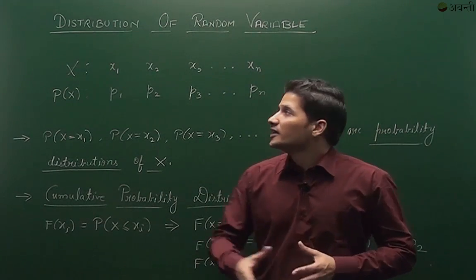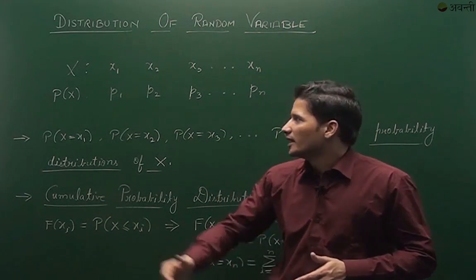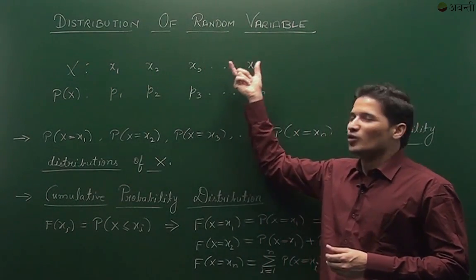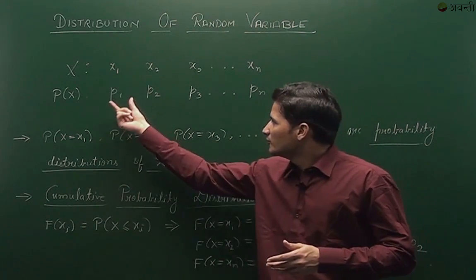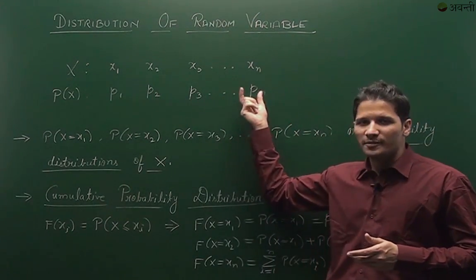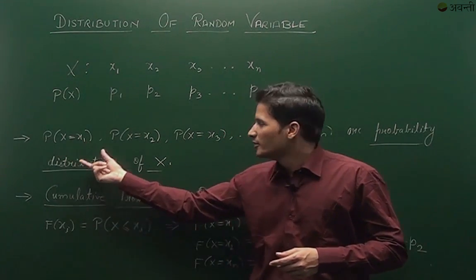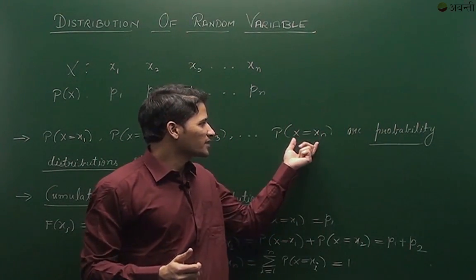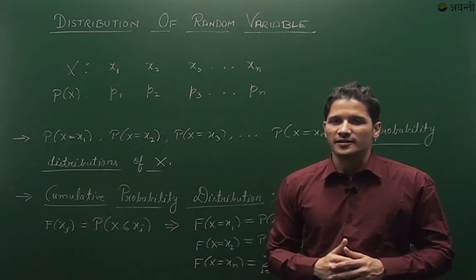Now let's study the distribution of a random variable. Suppose we have a random variable x whose values are x1, x2, x3 and so on till xn, and its corresponding probabilities are p1, p2, p3 and so on till pn. Then the terms p of x equals x1, p of x equals x2 and so on till p of x equals xn are called the probability distribution of random variable x.